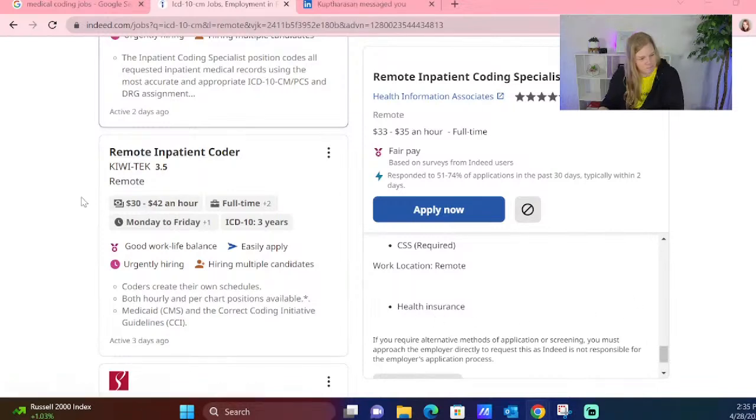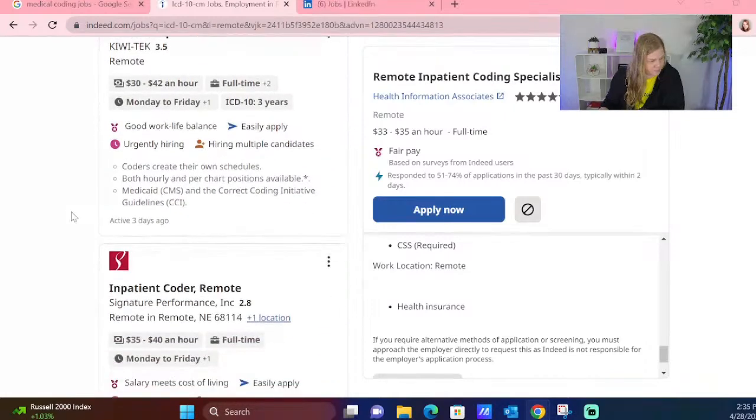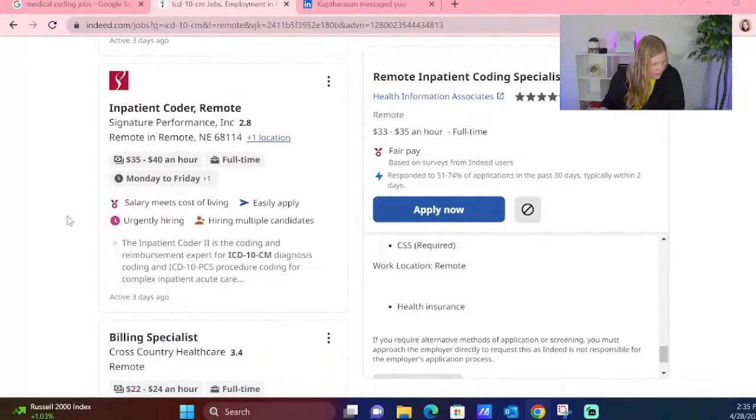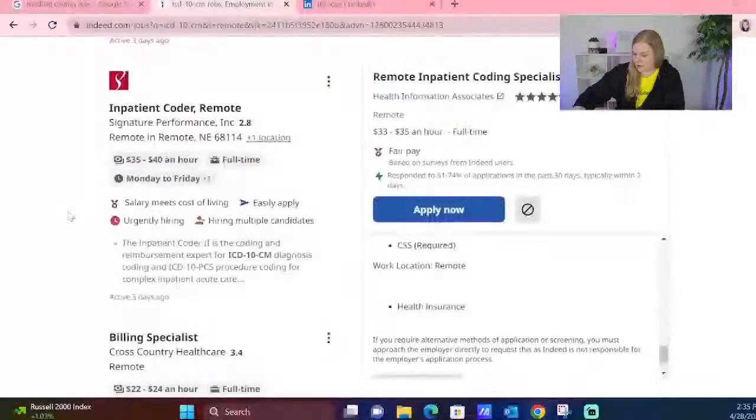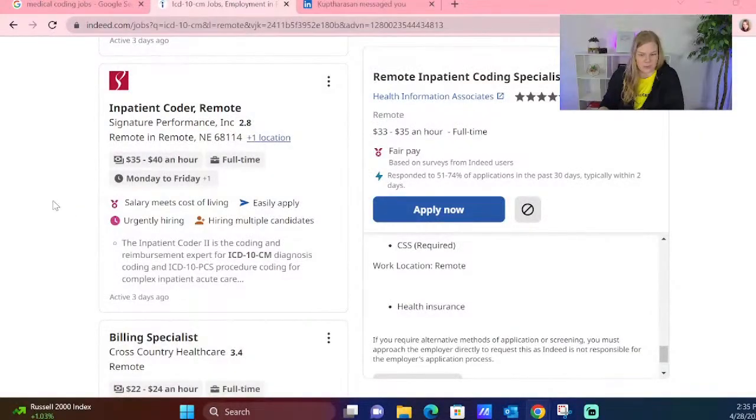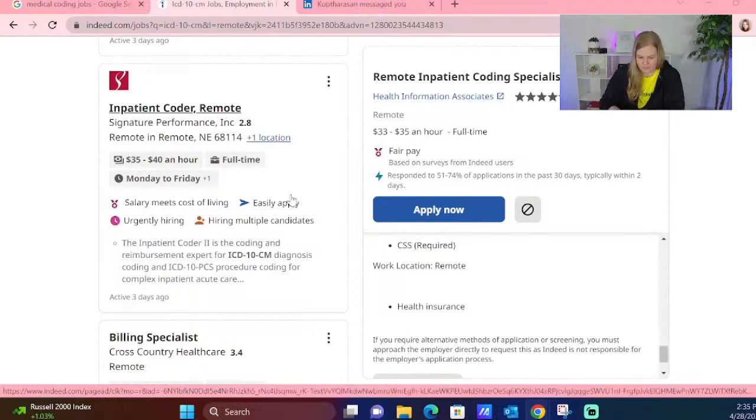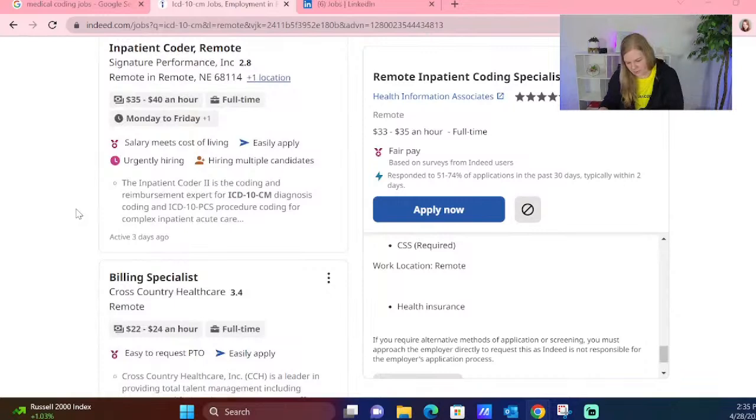Okay. Not too bad. And Kiwi Tech is a good company. Trying to think, did Kiwi Tech? Yeah, Kiwi Tech sent me a box of chocolates a couple months ago because I referred someone to them that was looking for some outsourced coders. So again, inpatient coder remote, we won't look at that one because it's kind of the same. I don't think I'm on mute right now. I unmuted myself. My light is green.